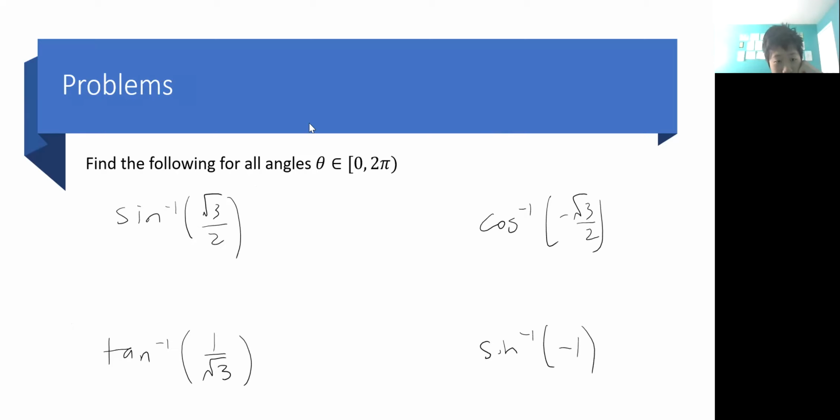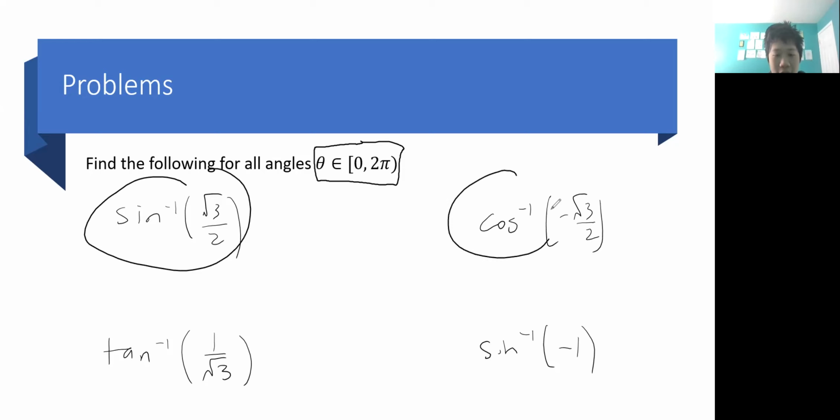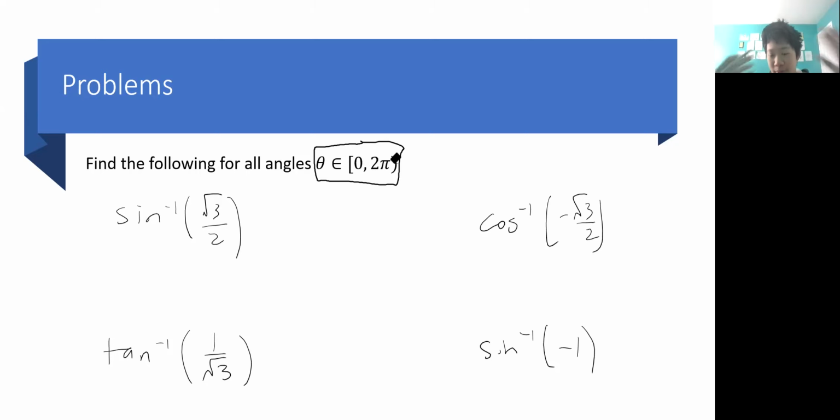Because we have multiple answers, we often have to set a limitation. This basically tells us we can only choose angles from 0 to 2 pi. Technically there's an infinite number of angles that could correspond to this value, so we set a limit there. We only consider the possible angles within this range, 0 to 2 pi.